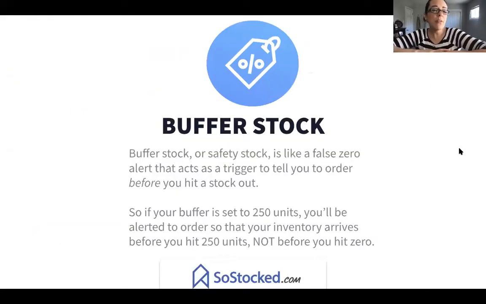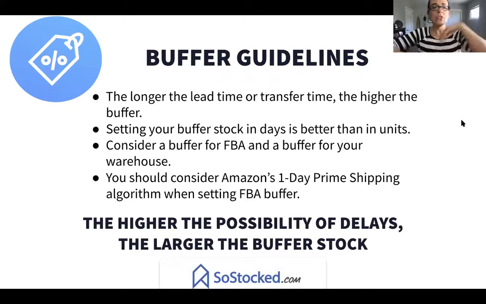Okay, buffer stock. So buffer stock is another thing that you should be implementing as soon as possible. It's also known as safety stock, and it's considered like a false zero alert. So it's something that triggers you to order before you hit a stock out. For example, you could put 250 units. You want to know when you hit 250 units, you want your next order to be arriving, not when you hit 0, right? So it's kind of like the empty light that comes on before you run out of gas. That's what you should consider buffer stock to be.